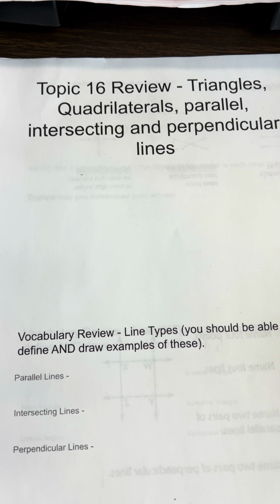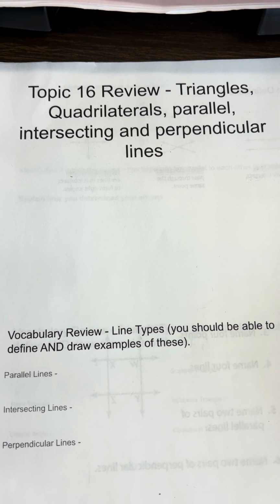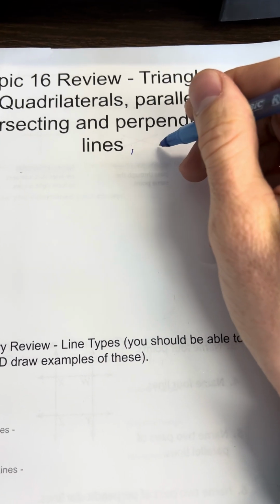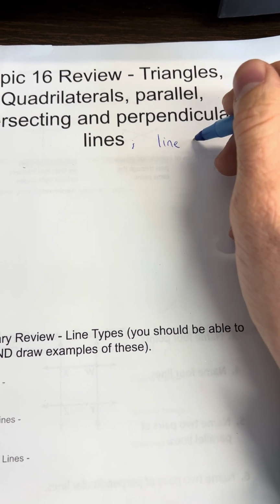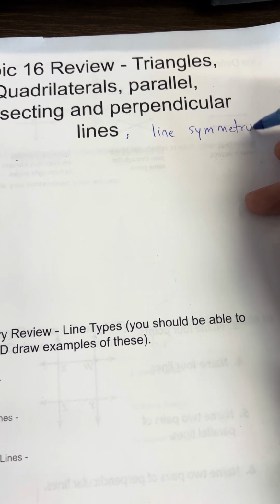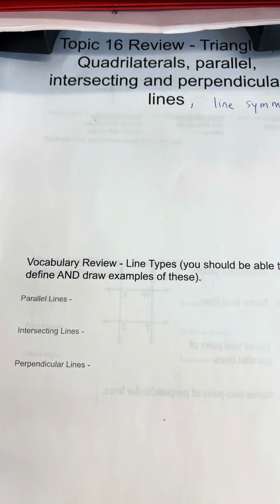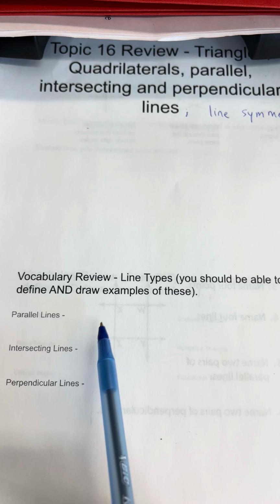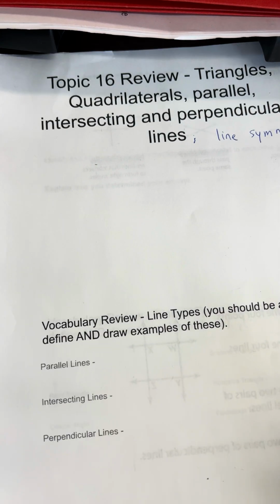Topic 16 review. Triangles, quadrilaterals, parallel, intersecting, and perpendicular lines. And we also need to know about line symmetry. Okay, so we should be able to define and draw examples of these lines.